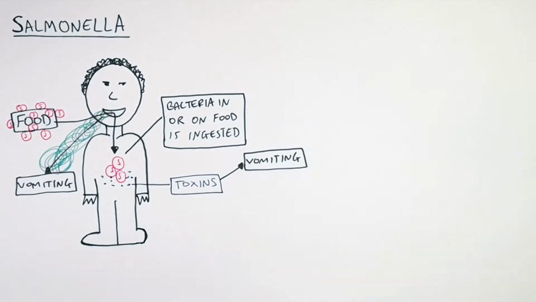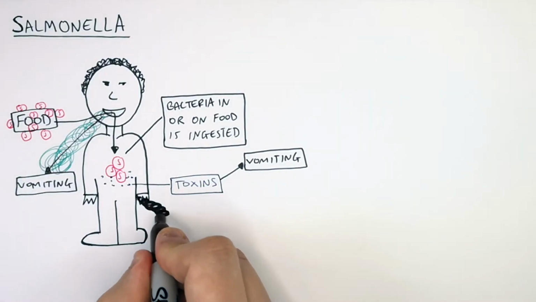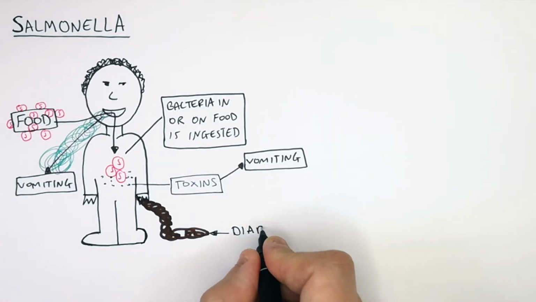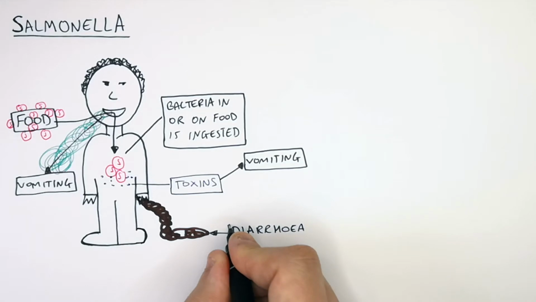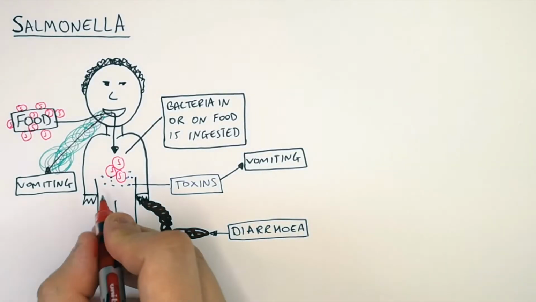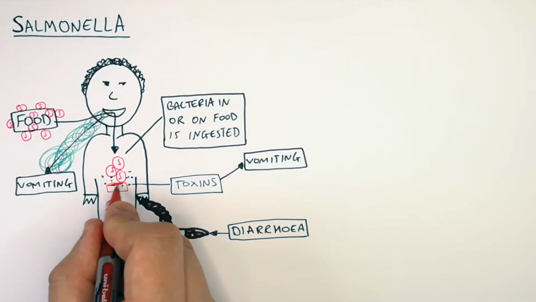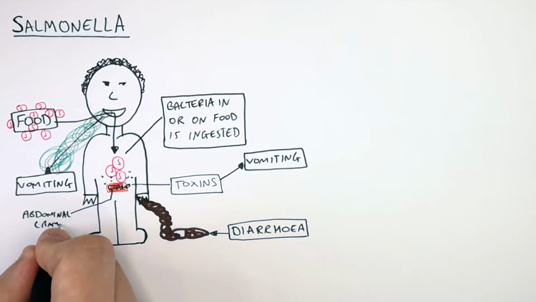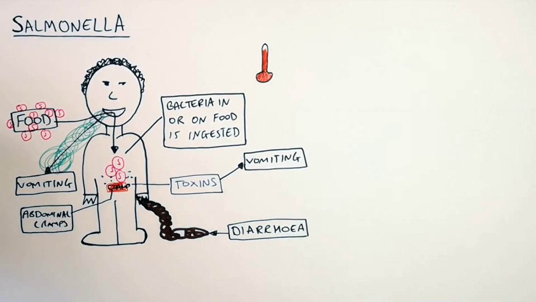So if you've got Salmonella poisoning, you'll also have diarrhea. That is another symptom of Salmonella poisoning. And you're going to have cramps. So there will be muscle cramps. So you're going to have abdominal cramps. And your body is going to have a fever. So your body temperature is going to rise.